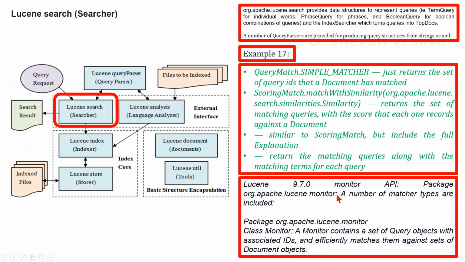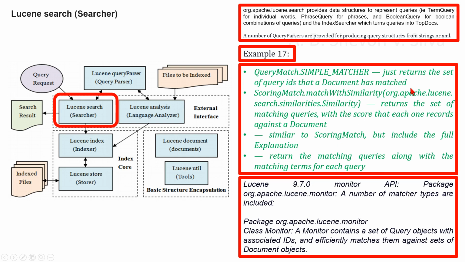Now we are considering package org.apache.lucene.monitor in the Lucene 9.7.0 monitor API. A number of matcher types are included. The class Monitor in package org.apache.lucene.monitor. A Monitor contains a set of query objects with associated IDs, and efficiently matches them against a set of document objects. A number of match types are included here.